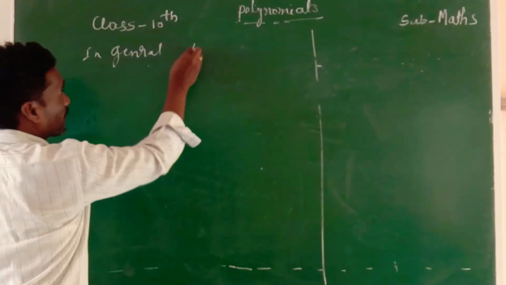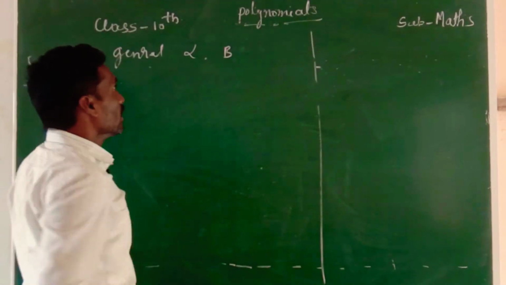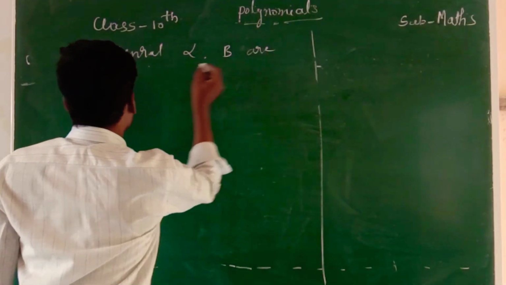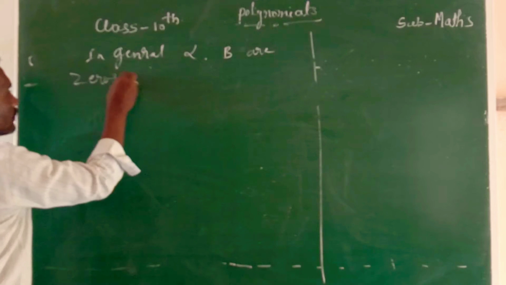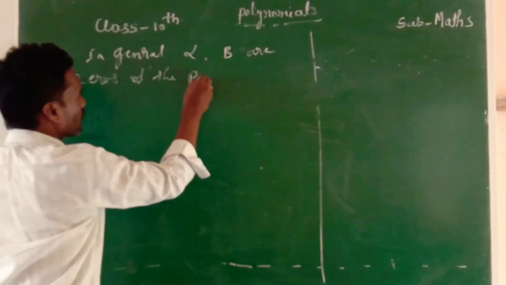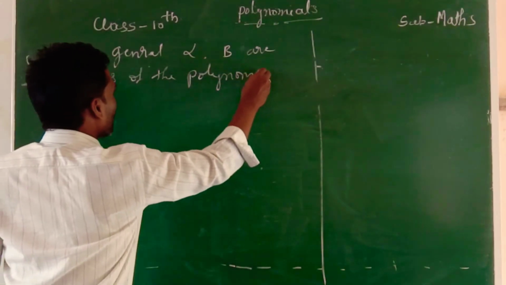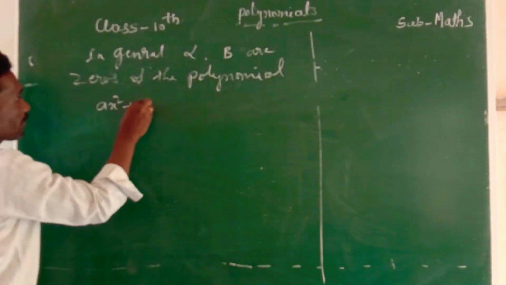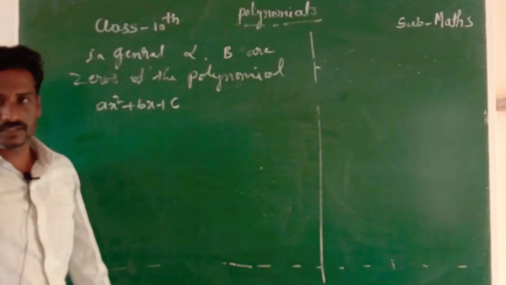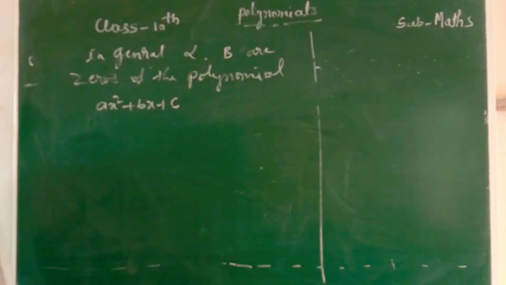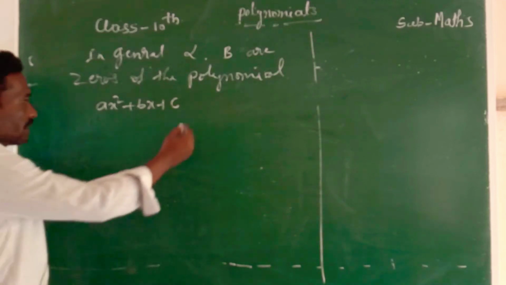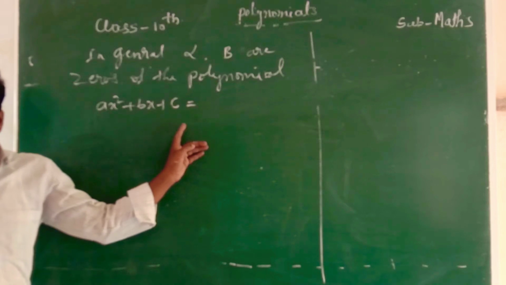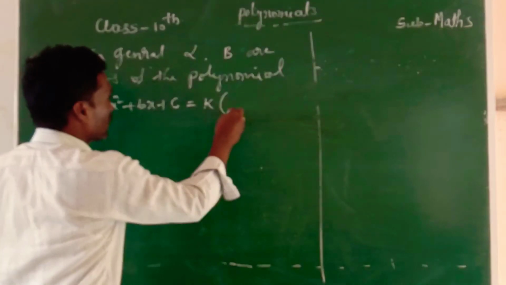In general, if we take alpha and beta as the zeros of the polynomial, the general form of the quadratic equation is ax square plus bx plus c. This you already know. We learned this last year by factorization.